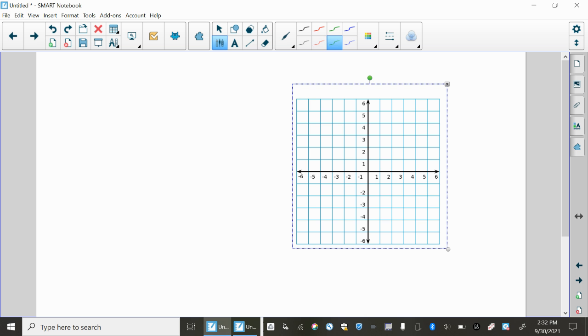Let's do another one here. So y equals 3x. Okay. In this case, there's no b. This is our slope.